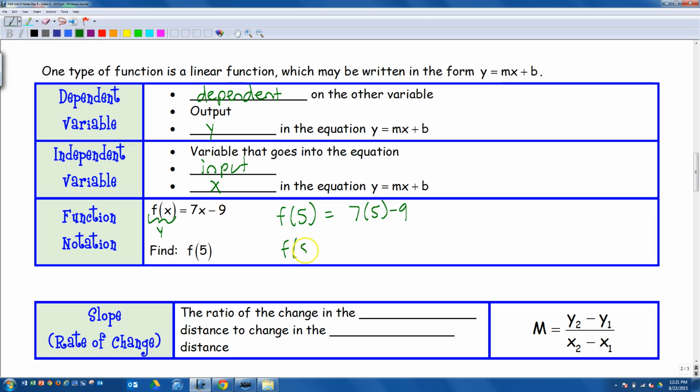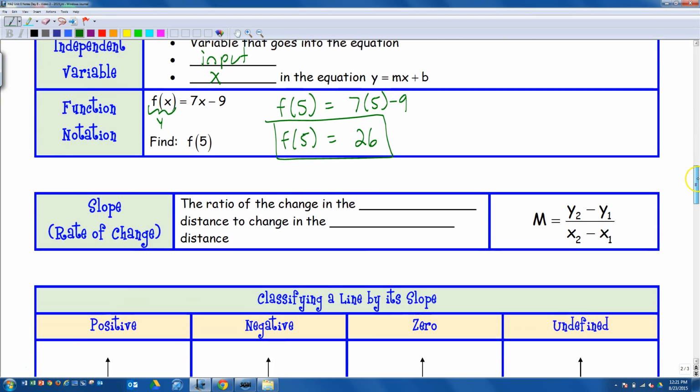So the function when x is 5 is evaluated, and I believe this is 26, 35 minus 9. And that's all you do. So that's all that means. Y equals 26. So if you didn't have f of 5, you would just have y and you plug a 5 in and you still get 26. So nothing changes except for the notation. Alright, we got a little bit more.